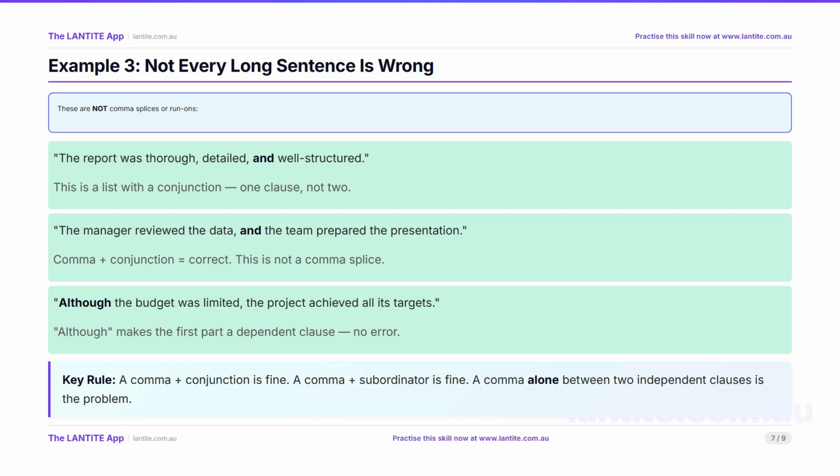The manager reviewed the data, and the team prepared the presentation. This has a comma plus a conjunction. Comma plus conjunction is correct. This is not a comma splice. Although the budget was limited, the project achieved all its targets. Although makes the first part a dependent clause, not an independent one, so there is no error. The key rule is this: a comma plus a conjunction is fine. A comma plus a subordinator is fine. A comma alone between two independent clauses is the problem.